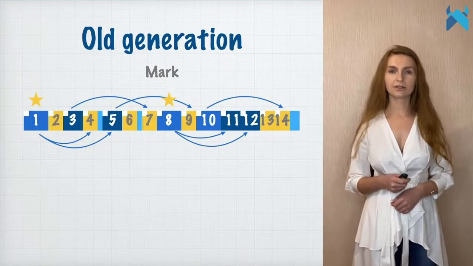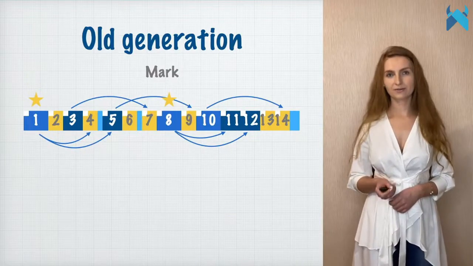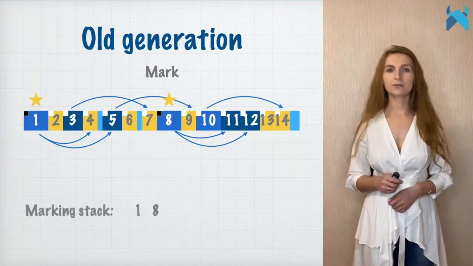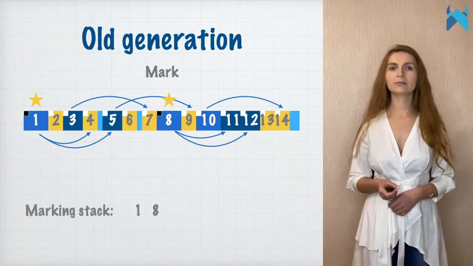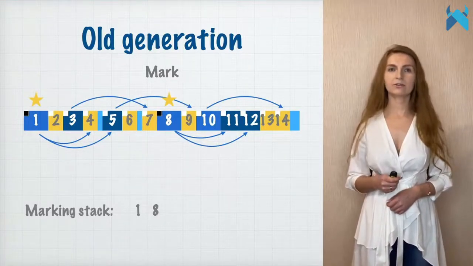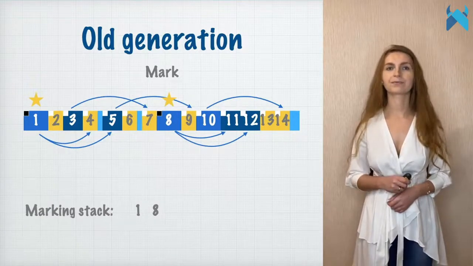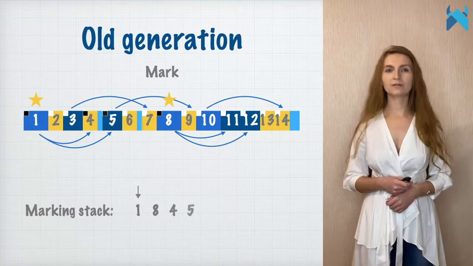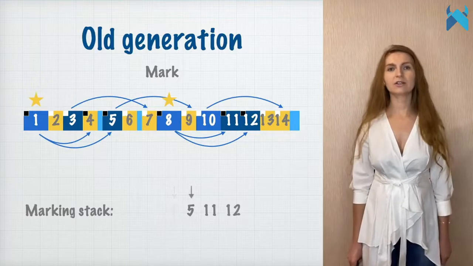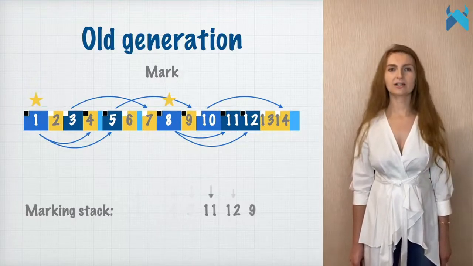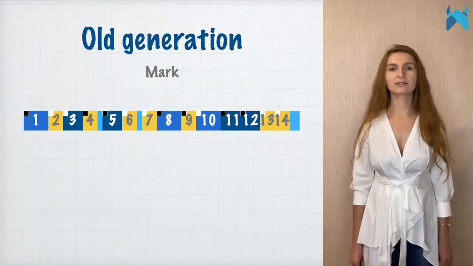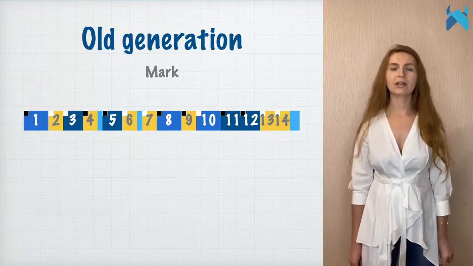Similar to the young generation, the algorithm starts at the roots, which is in our case objects 1 and 8. If a root object is an old generation object and its mark bit is clear, the mark bit is set and the target is added to the marking stack or the gray set. The collector then removes and visits objects in the marking stack, marking more old objects and adding them into the marking stack, until the marking stack is empty. At this point, all reachable objects have their mark bits set, and all unreachable objects have their mark bits clear.